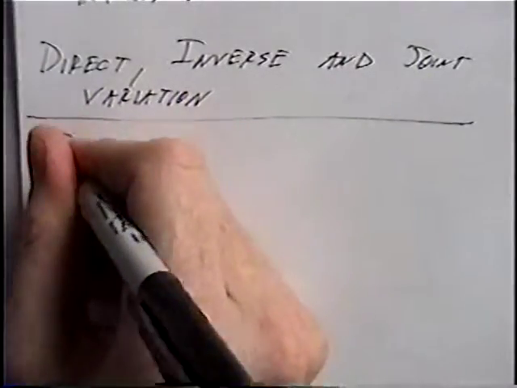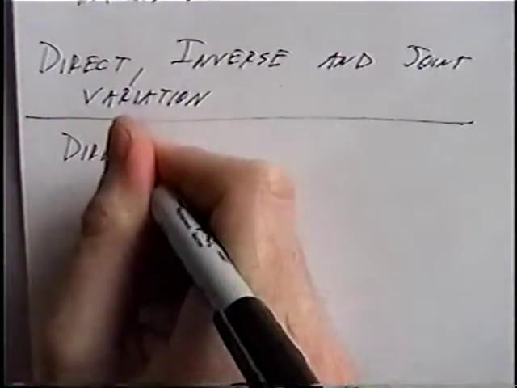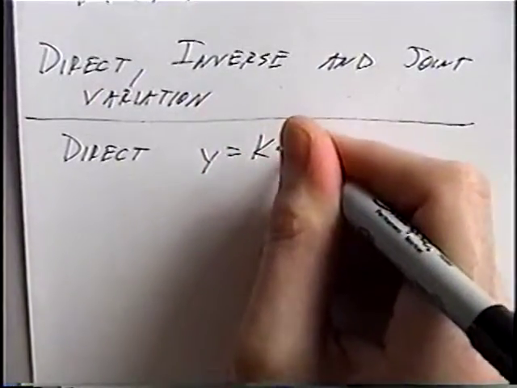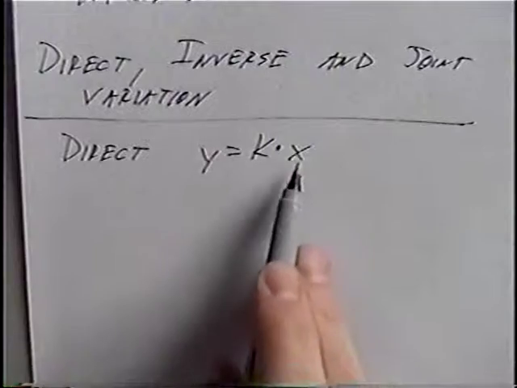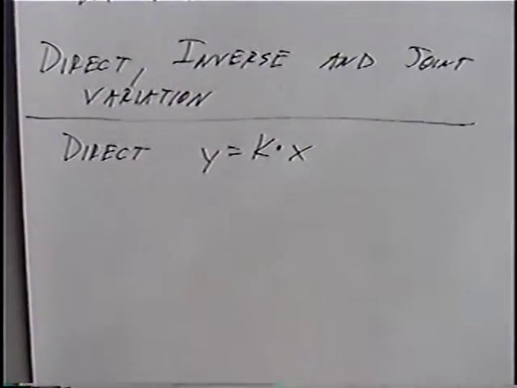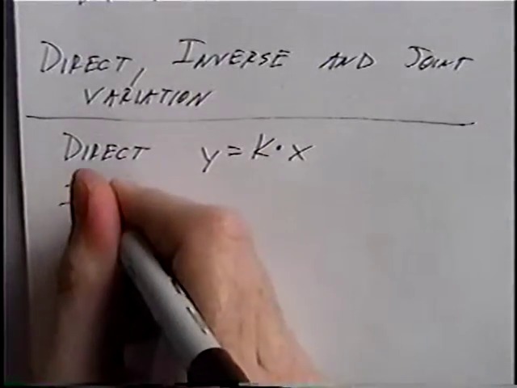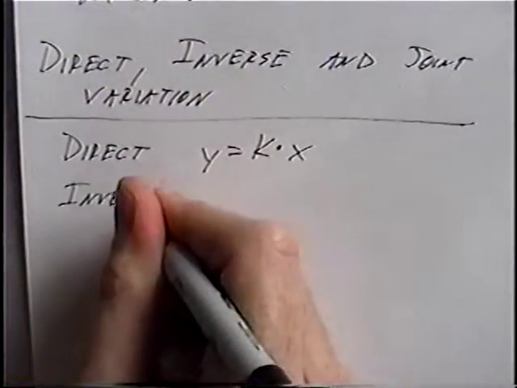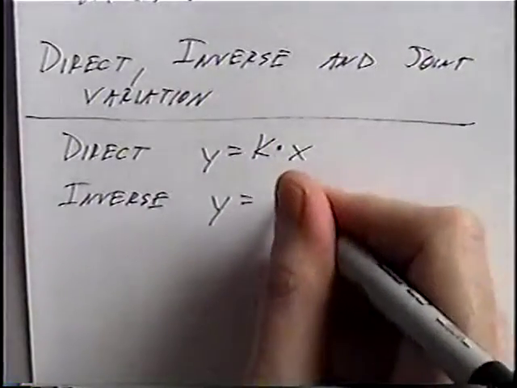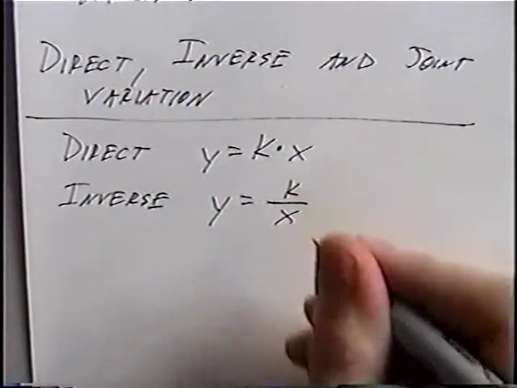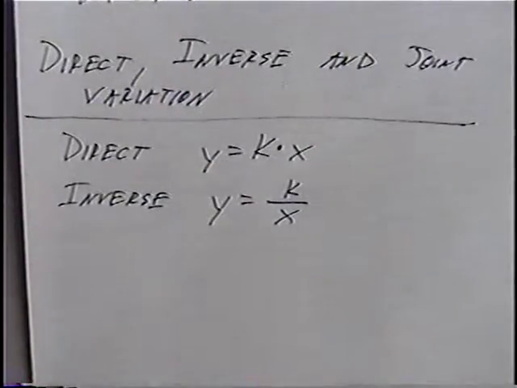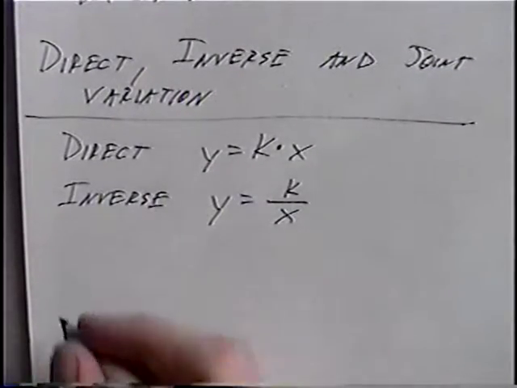Three different formulas. For direct variation, the formula is y equals k times x. X and y would be variables. K would be a constant or a number. Inverse, the second type of variation. Formula would be y equals k divided by x. Again, x and y are variables. K is a constant or a number.